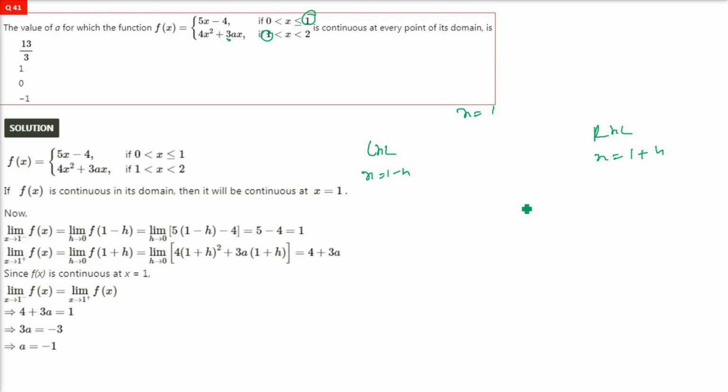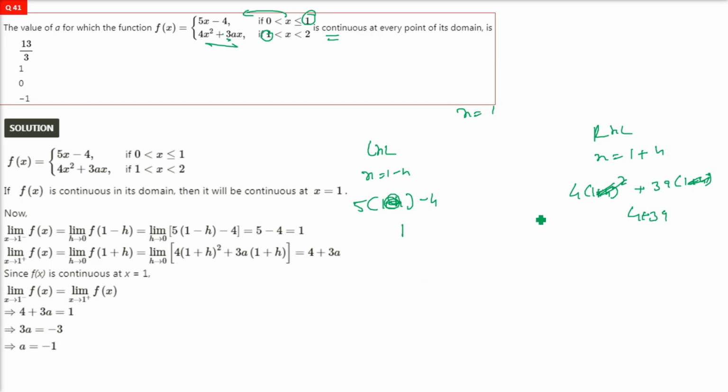So x as 1 minus h, x as 1 plus h for LHL and RHL. 1 minus h you have to replace in 5x minus 4, and 1 plus h you have to replace in 4x square plus 3ax. So I am replacing 1 minus h and 1 plus h respectively in the left hand limit and right hand limit. You can just replace h by 0. 5 minus 4 is 1, so this is going to be 1. And here you can just take h as 0, so 4 plus 3a. This 4 plus 3a you have to equate so that you get a.